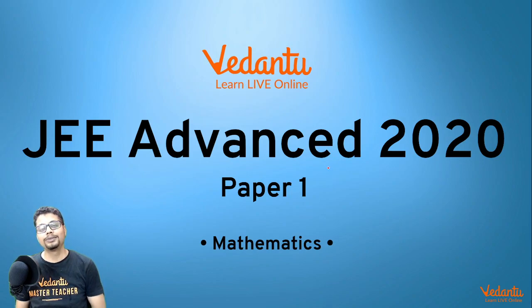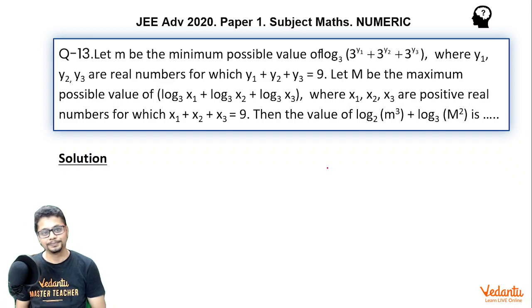We are discussing JEE Advanced 2020 Paper 1 Mathematics, and the question for this video is this. Let small m be the minimum possible value of log base 3 of (3 to the power y1 plus 3 to the power y2 plus 3 to the power y3), where y1, y2, y3 are real numbers for which y1 plus y2 plus y3 equals 9.